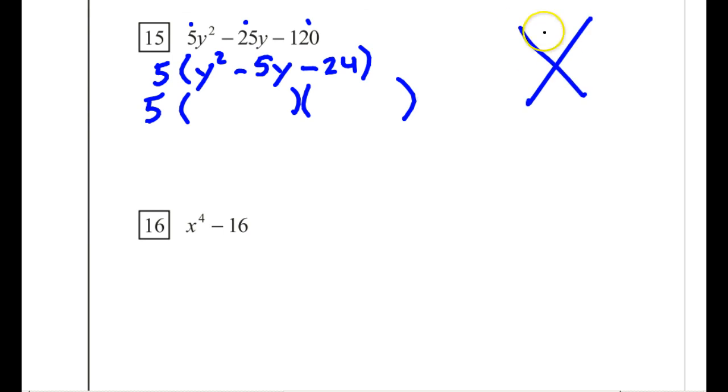So what 2 numbers multiply to negative 24 and add to negative 5? You'll get, let's see here, probably an 8 and 3 combination with a negative on the 8. Negative 8 plus 3 is negative 5. Negative 8 times 3 is negative 24. So you can keep on going there, and you'll end up with the y minus 8 and the y plus 3.